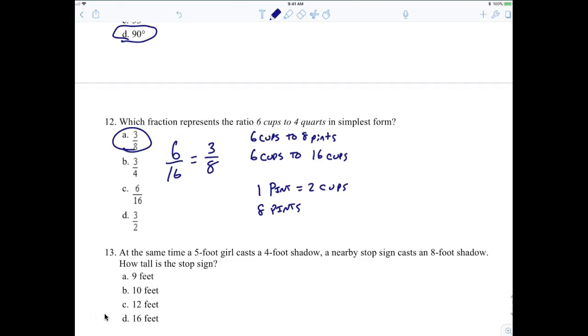You okay with that? Do I have any questions? All right, that's not too bad. Now put a little star by this one, because you got to go from quarts to what? Pints, and then from pints to what? Cups. Pints to cups.